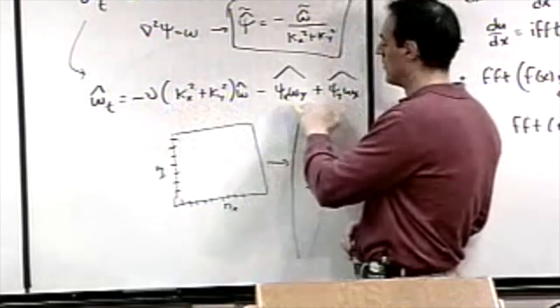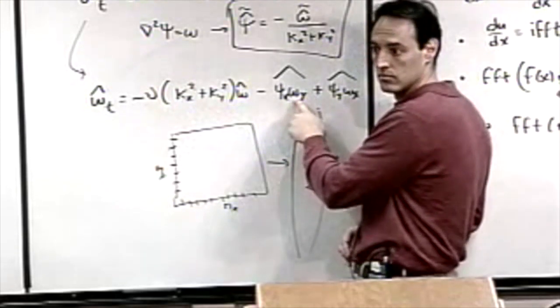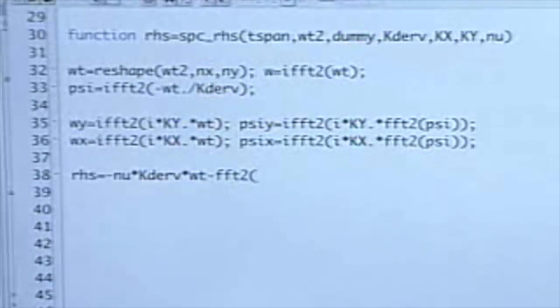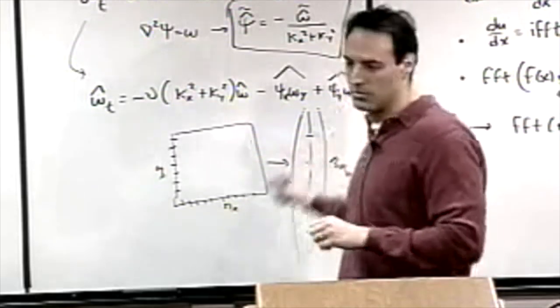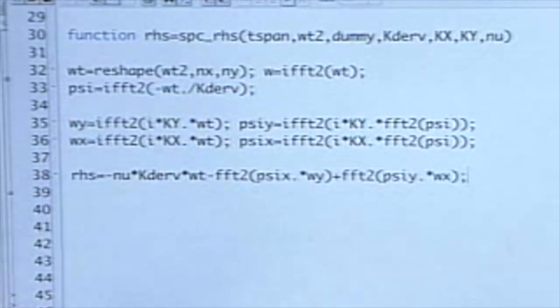Minus this term plus that term. Minus this term, well, this is the transform of psi of x times omega y. So, minus the transform of psi of x dot times omega y, plus this term here, which is plus FFT2 of psi y dot times omega x. And that is all you need.